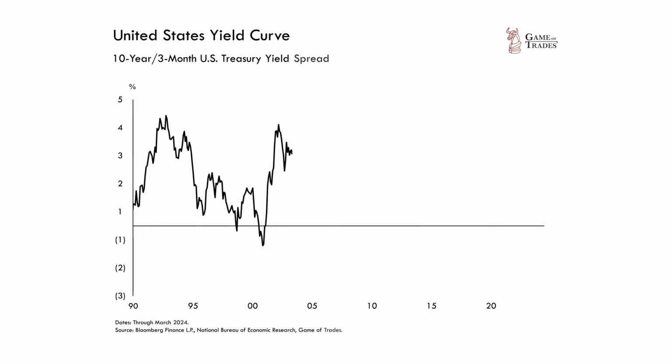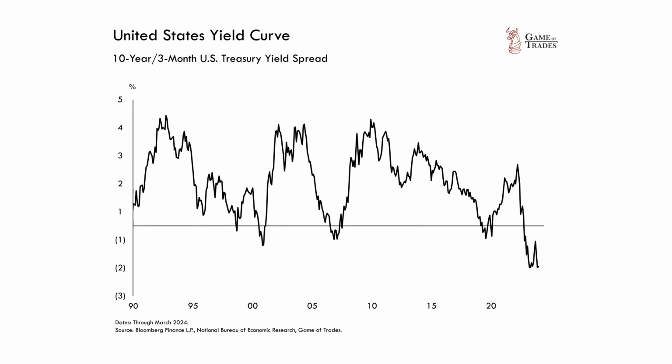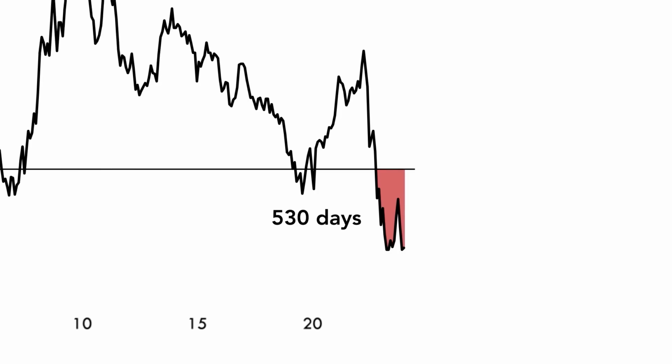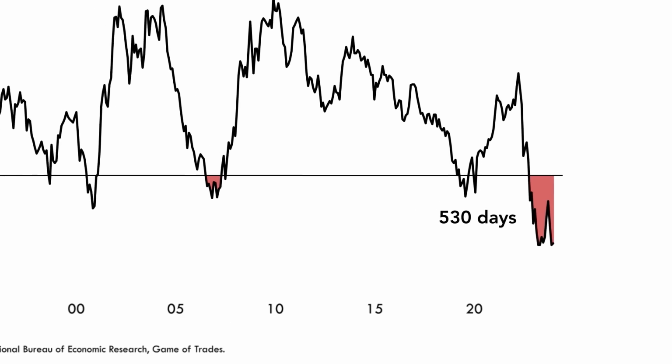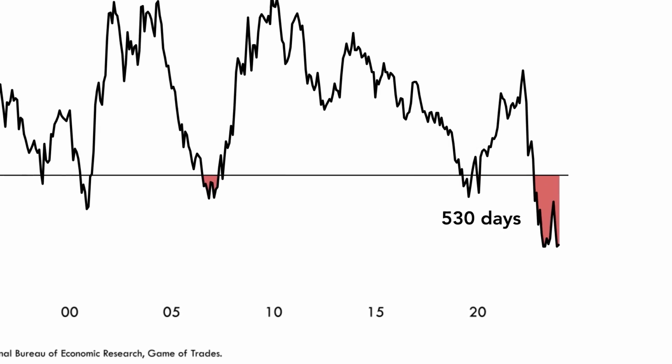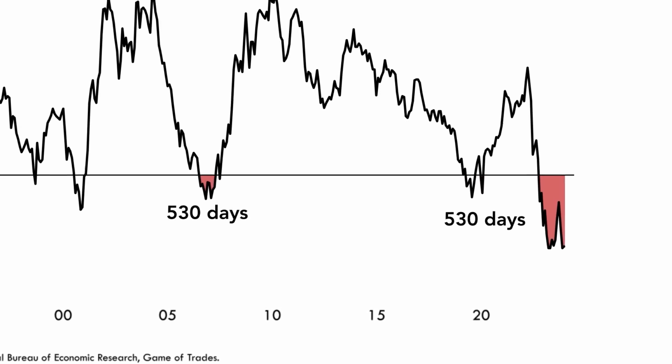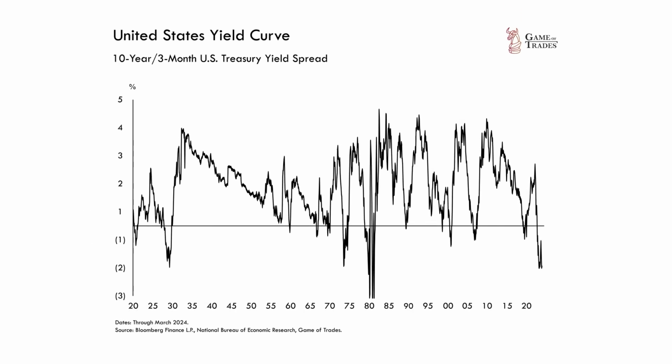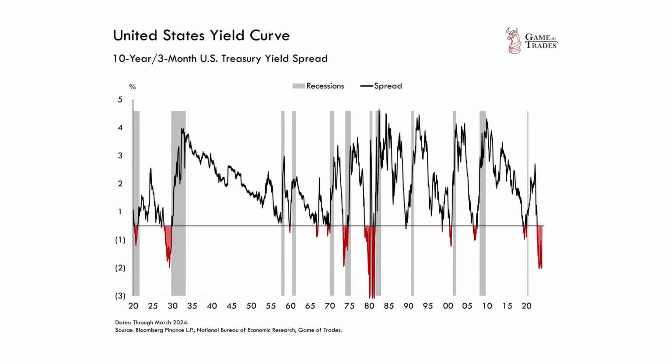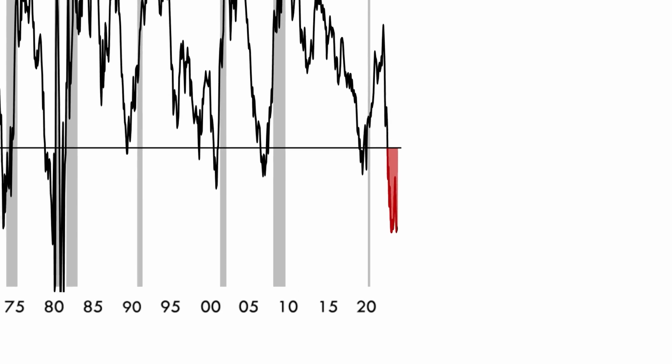The yield curve in the United States has now been inverted for around 530 days. Between 2006 and 2007, the yield curve was also inverted for around 530 days. Throughout history, going back to the 1920s, the yield curve has inverted for various periods of time, all of them eventually leading to recession at one point or another. But today, it seems things are different.